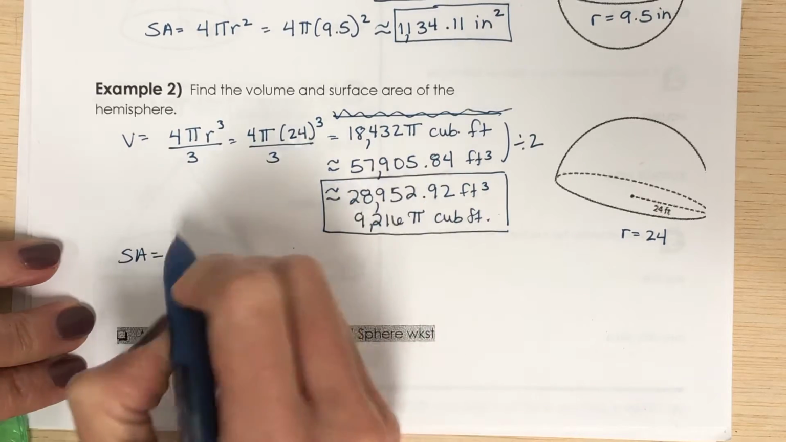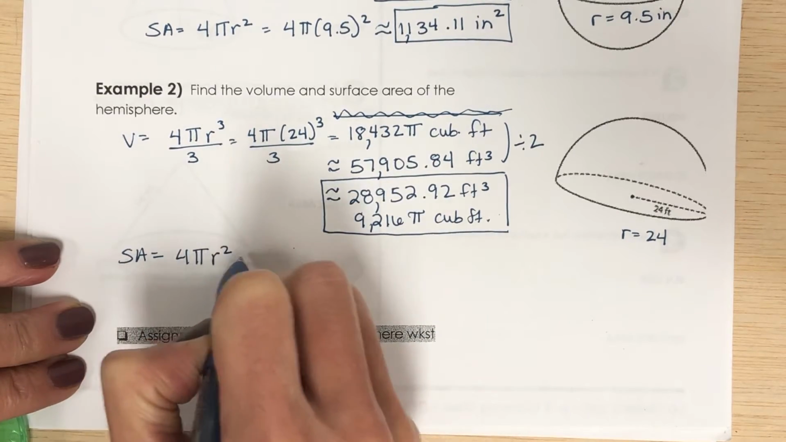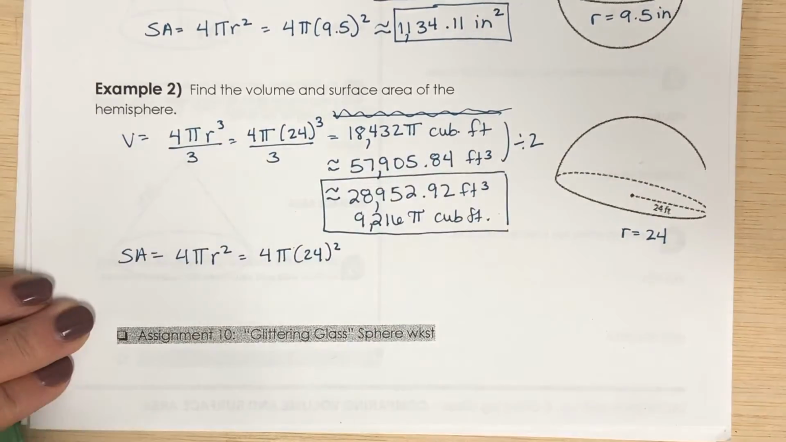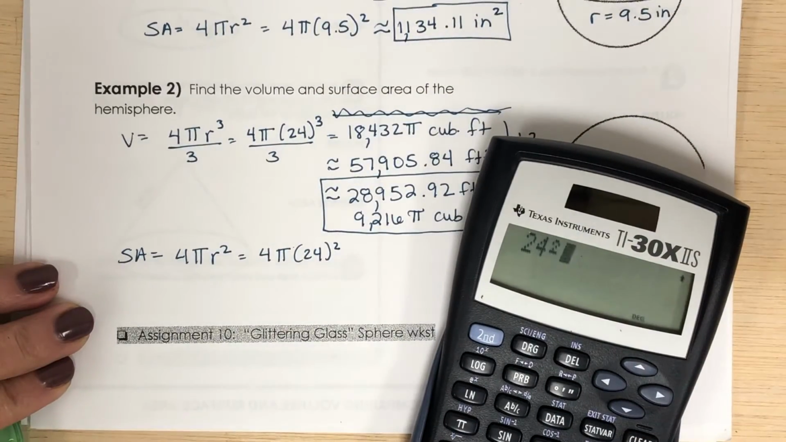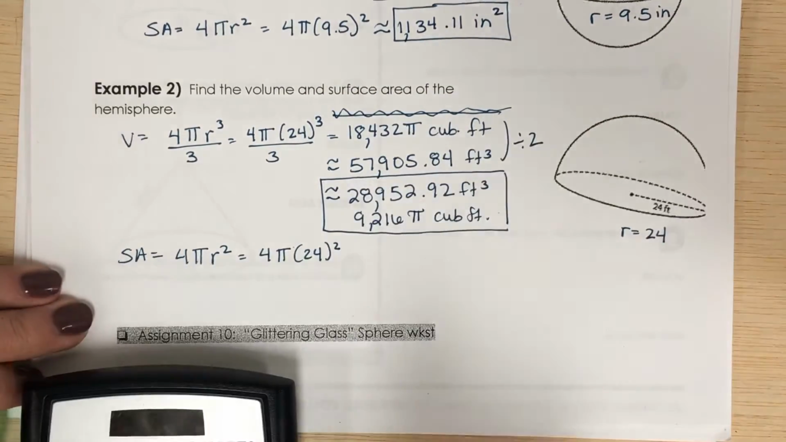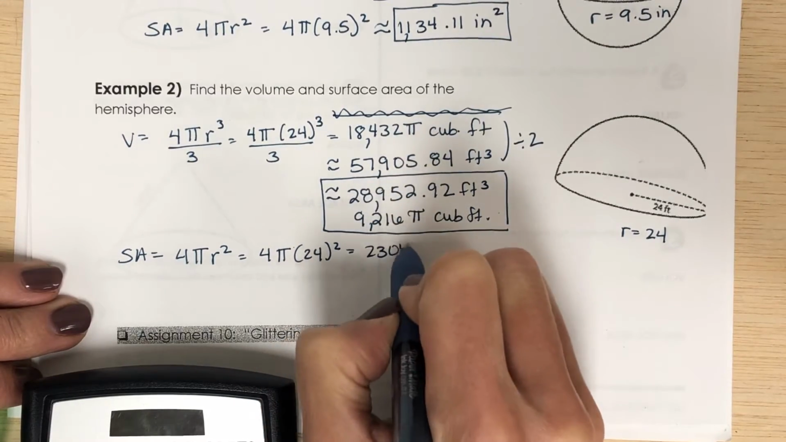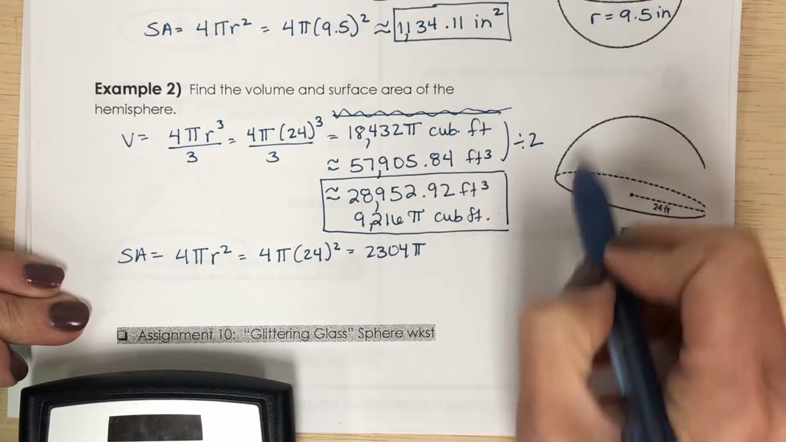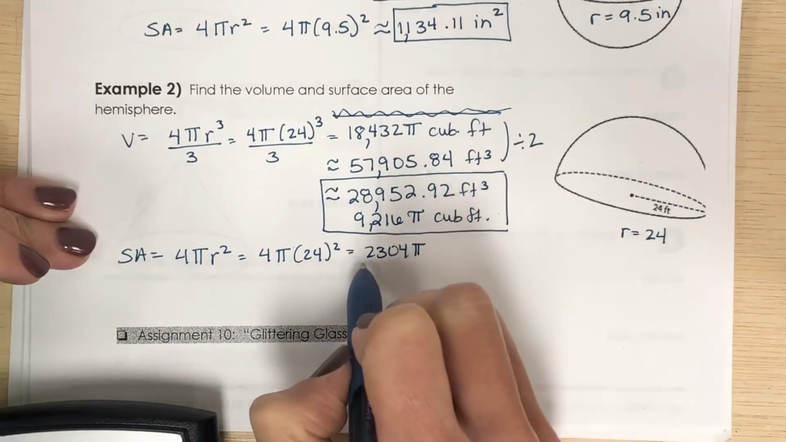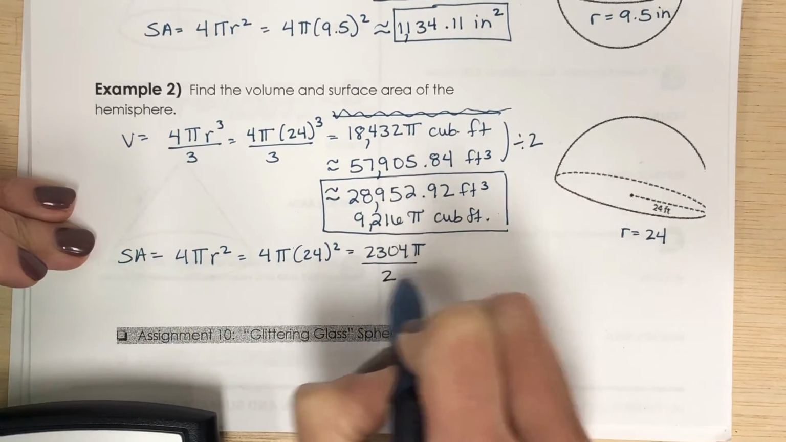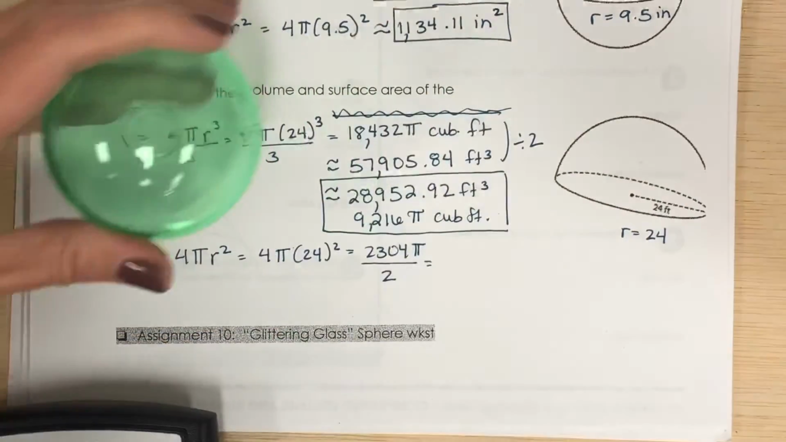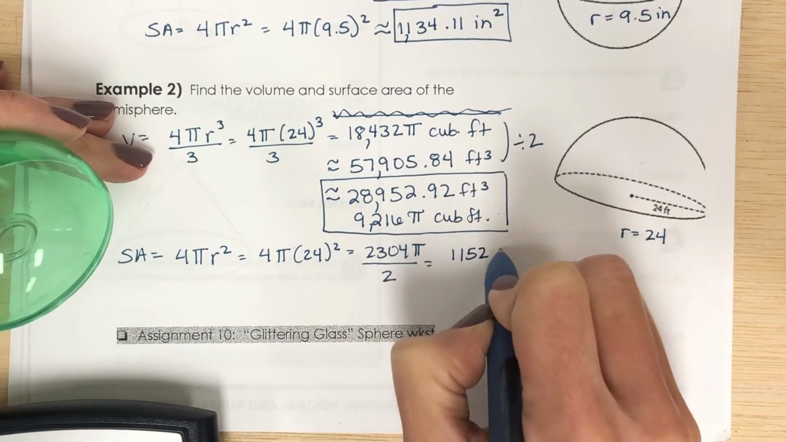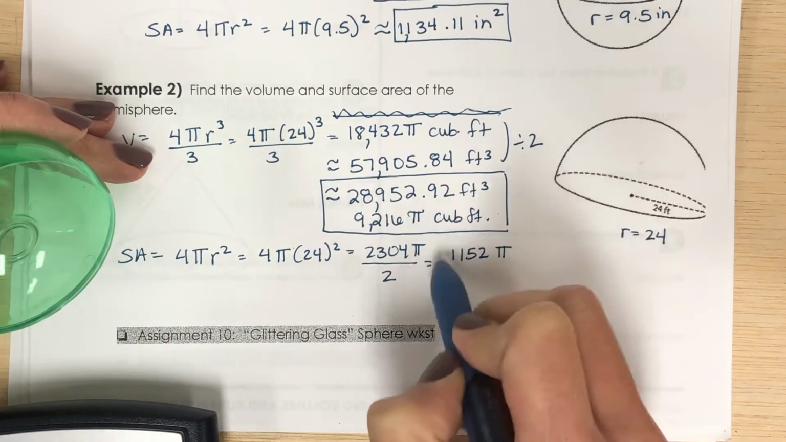So surface area is 4 pi r squared. Let's plug in what we know, 4 pi 24 squared. Calculator, 24 squared times 4 is 2304. 2304 pi. I'm going to keep pi in my answer as long as I can. Now that is just this outside area. Now I need to, oh, actually, that's the whole sphere. I need to divide that by 2 to find half of the sphere. Super easy to forget to divide by 2. Okay, so this is half of the sphere.